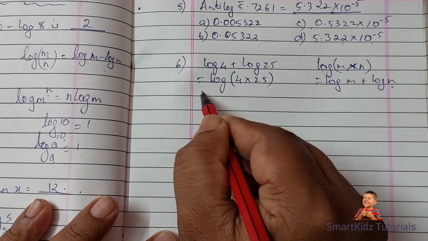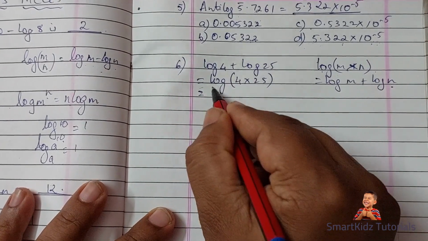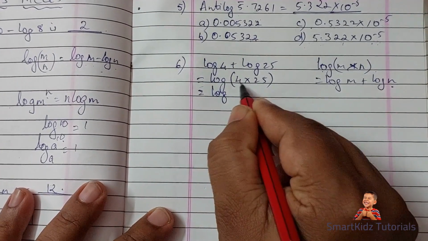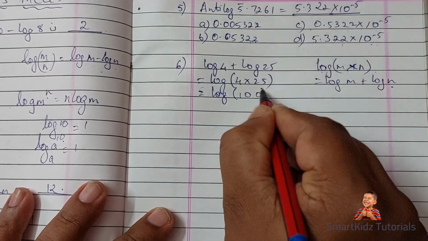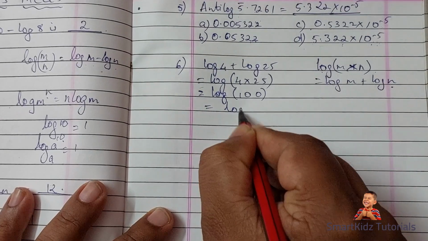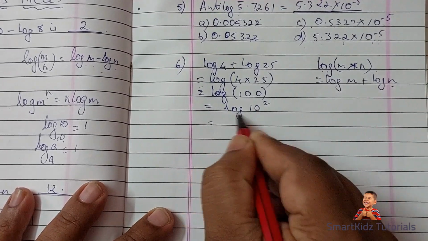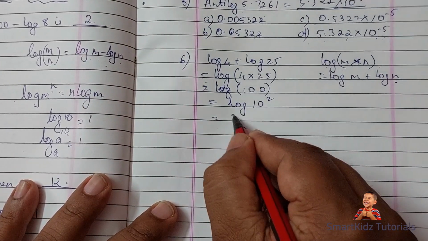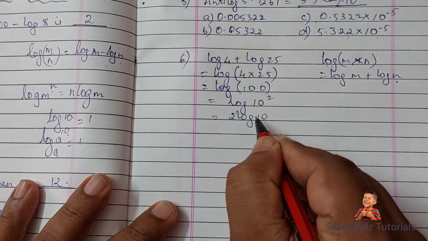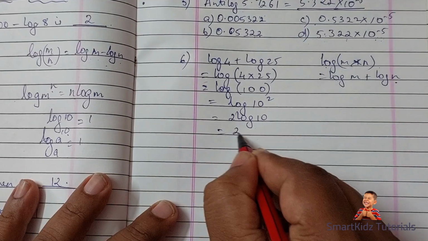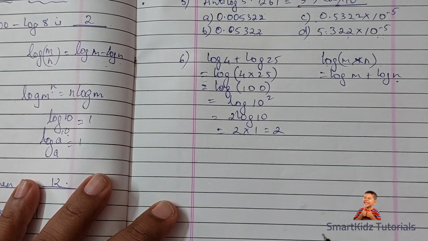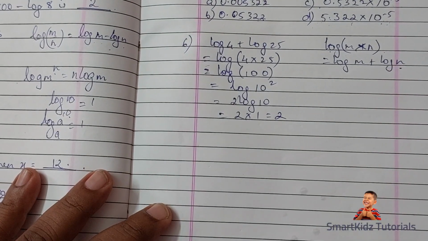So here, now we have got this. Next, we multiply what is there. 4 into 25 gives us 100. Log of 100 can be written as log of 10 raised to 2. And this we have done previously. So this can be written as 2 times log of 10. Log of 10 to the base 10 is 1. So 2 into 1 gives us 2. So 2 is our answer.